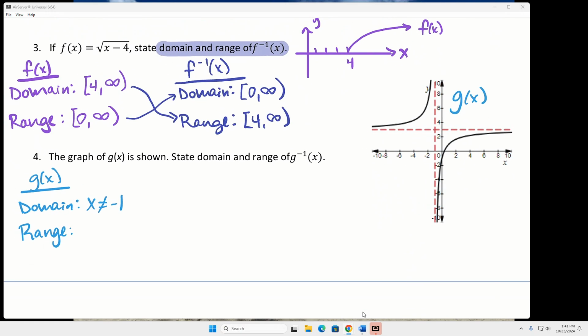What do you guys think the range is? What does y not equal? What y value is there an asymptote at? The asymptote is this dashed line that the graph is approaching as you go out. But it doesn't ever quite get there. So y is never going to equal -3.